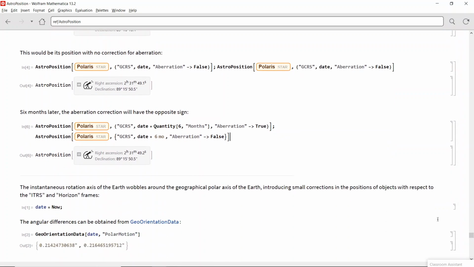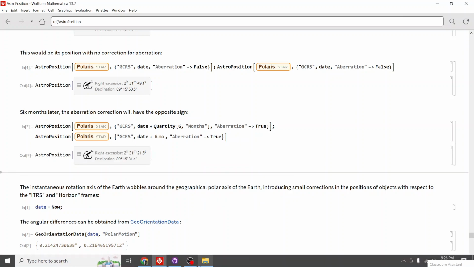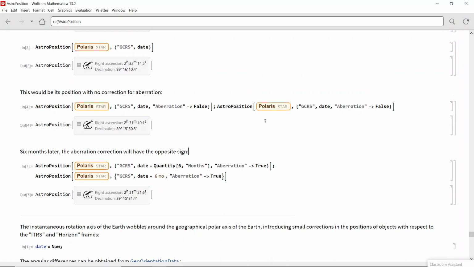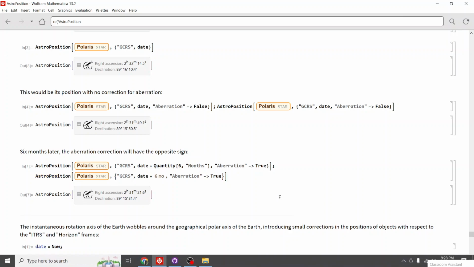The instantaneous rotation of the Earth... whoops, I was supposed to do aberration true. Okay, so where was I? If we have no correction for aberration, we get 2 hours 31 minutes 49.1 seconds. Now if we add 6 months and make aberration true, we'll have 2 hours 31 minutes 21.6 seconds. I don't know what they mean. We'll have the opposite sign.